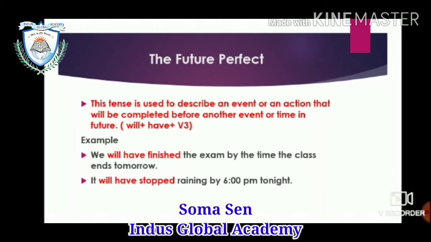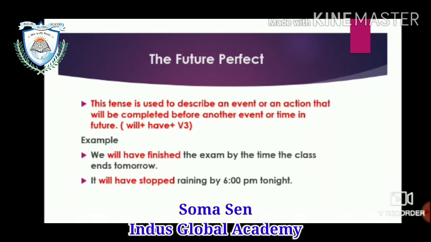We will have finished the exam by the time the class ends tomorrow. We will have finished the exam. One action is finishing the exam, that will be completed by the time the class ends tomorrow. The second action is the class ending. So the future perfect form will be will plus have plus V3.